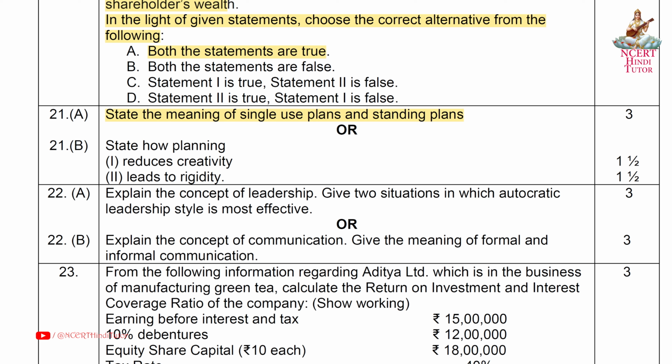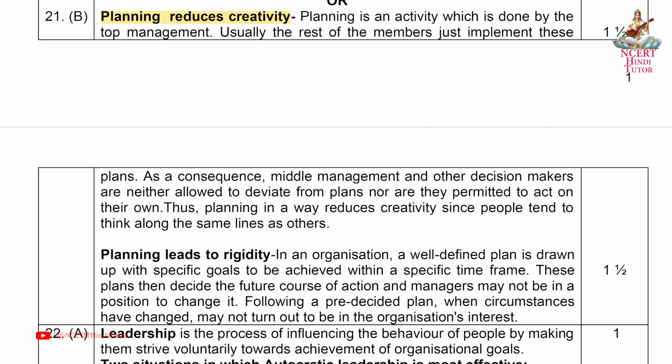Question 21b. State how planning first reduces creativity. Answer. Planning reduces creativity. Planning is an activity which is done by the top management. Usually, the rest of the members just implement these plans. As a consequence, middle management and other decision makers are neither allowed to deviate from plans nor are they permitted to act on their own. Thus, planning in a way reduces creativity since people tend to think along the same lines as others.